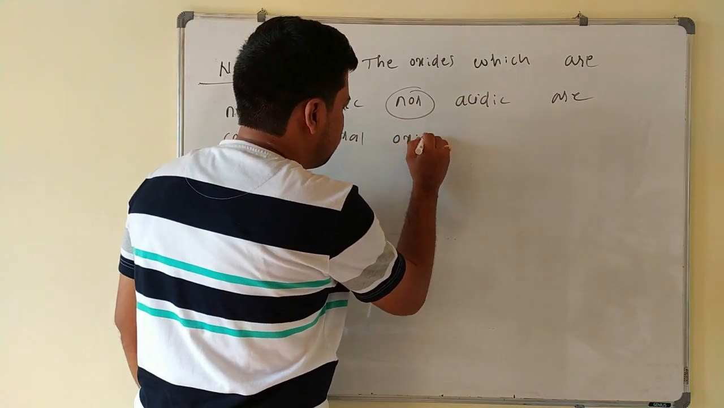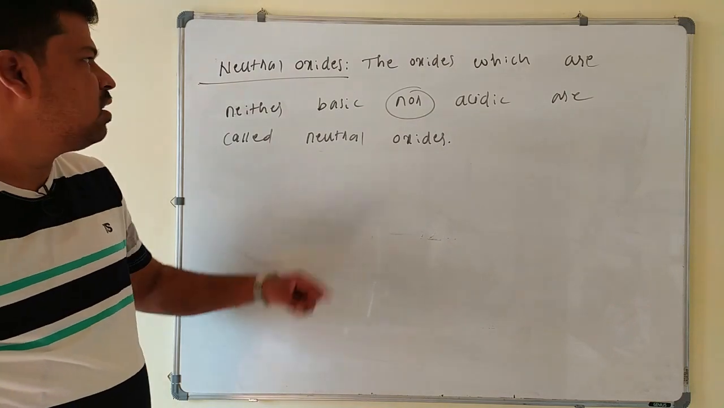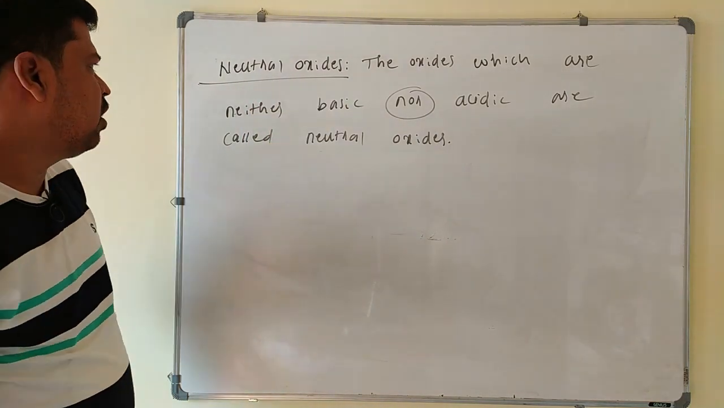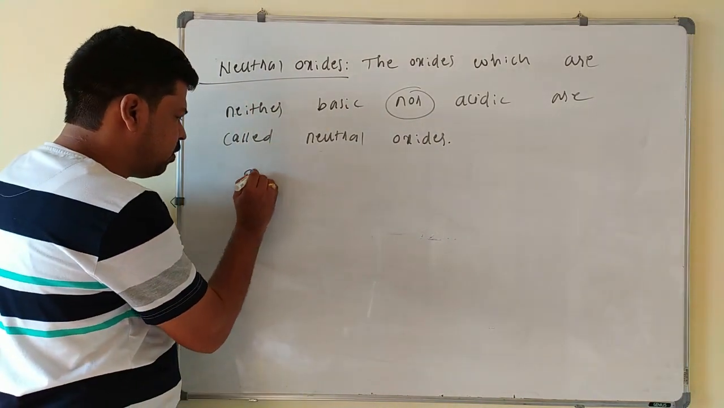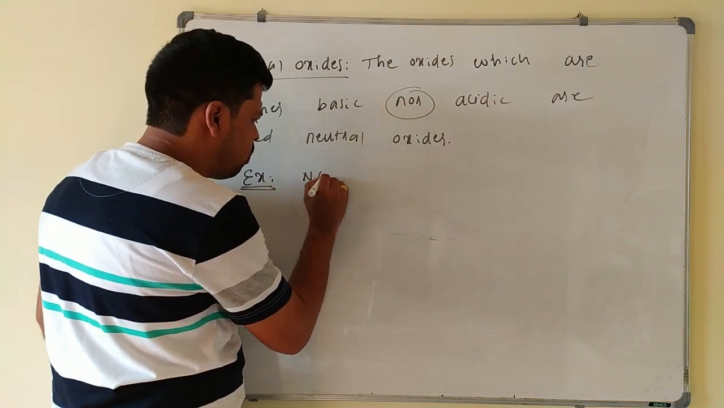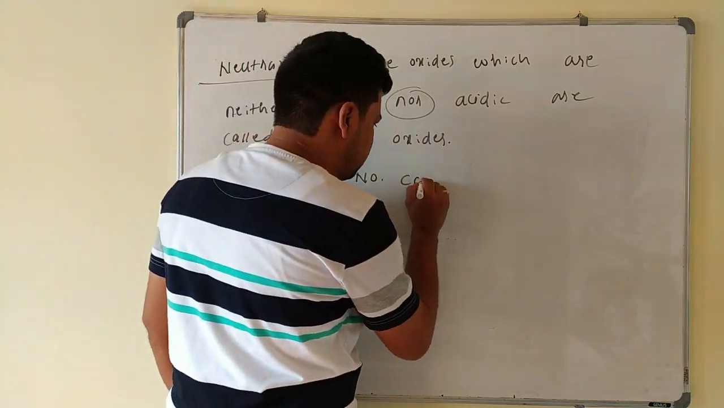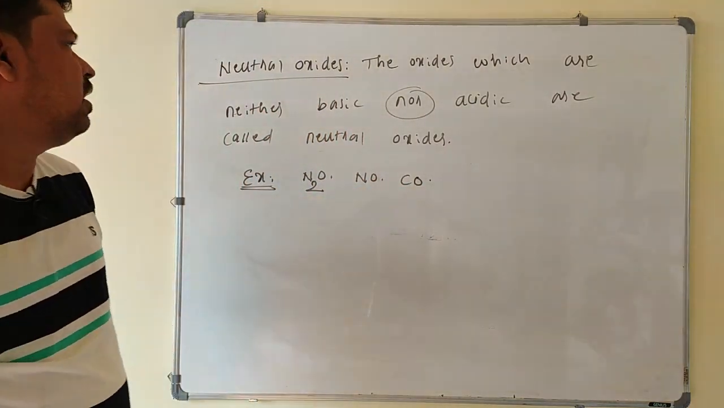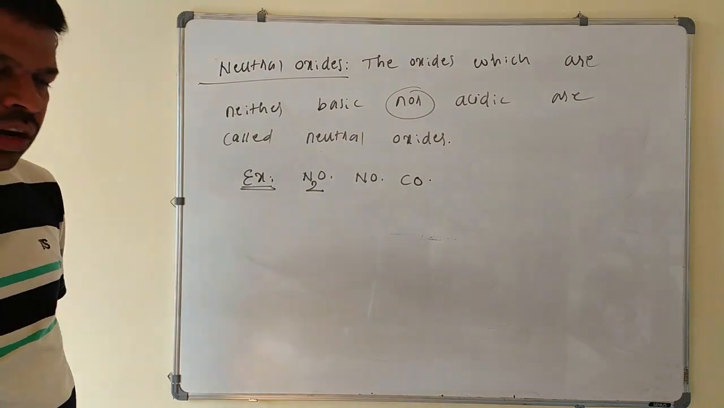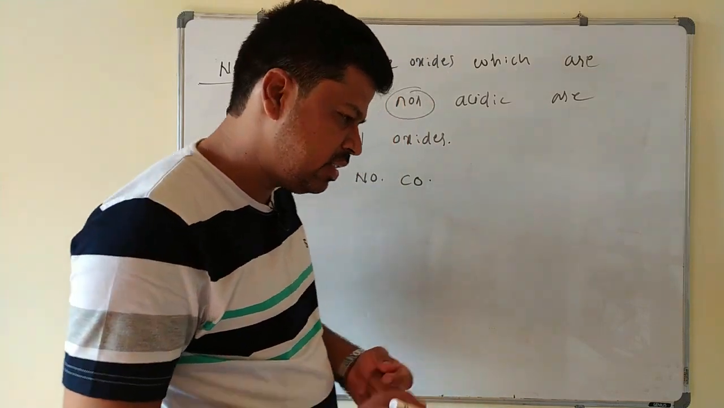So these are not having any acidic or basic character. Such oxides are called as what? Neutral oxides. So example for this one, you can write N2O laughing gas, NO nitric oxide, and CO carbon monoxide. These are coming under what? Neutral oxides here. So the last one is amphoteric oxides.